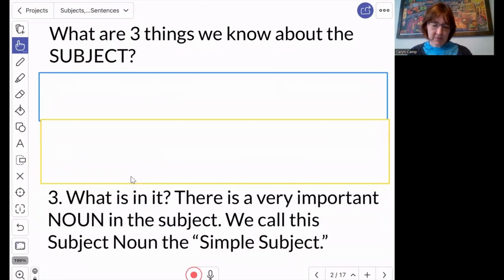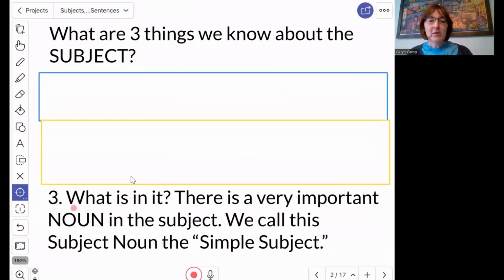All right, third thing we know is what is in it? What is in the subject? There is a very important noun in the subject. We call this subject noun the simple subject. So you have heard Miss Camp call it the subject noun. The technical name for it is the simple subject.